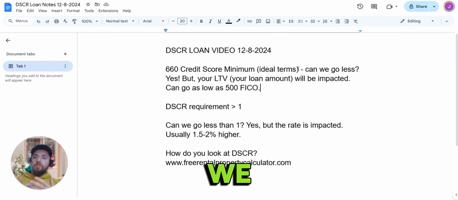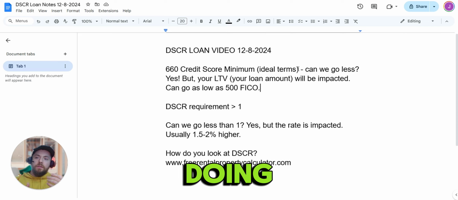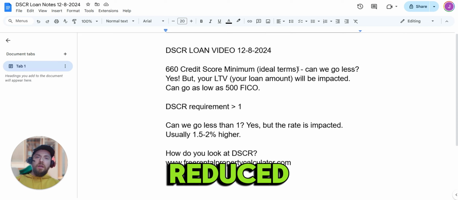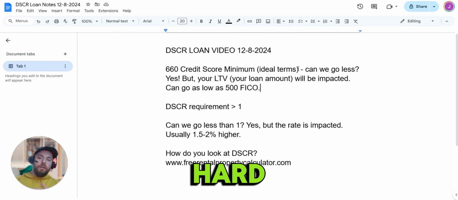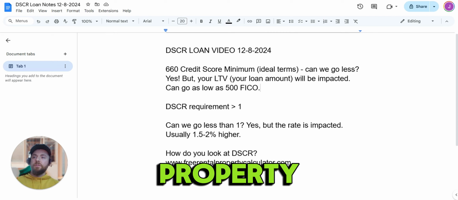That's what we recommend to people each time instead of these reduced leverage loans, because oftentimes they just don't work, especially if you did a hard money loan to start out with to get the property up to snuff.